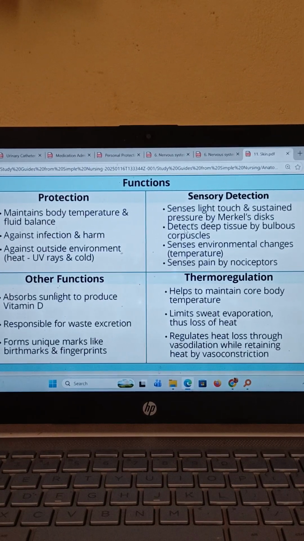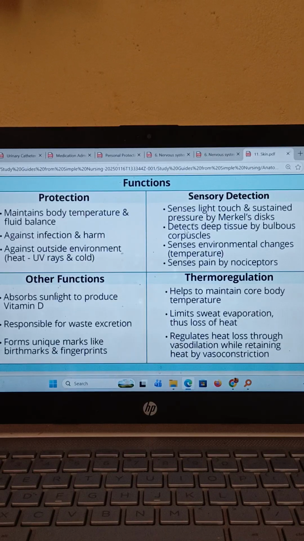What about sensory and detection? For sensory, it senses touch and sustained pressure, and it detects deep tissue by bulbous corpuscles. The same skin senses environmental changes. In case you're having any temperature change, the skin senses it, and it senses pain by nociceptors.